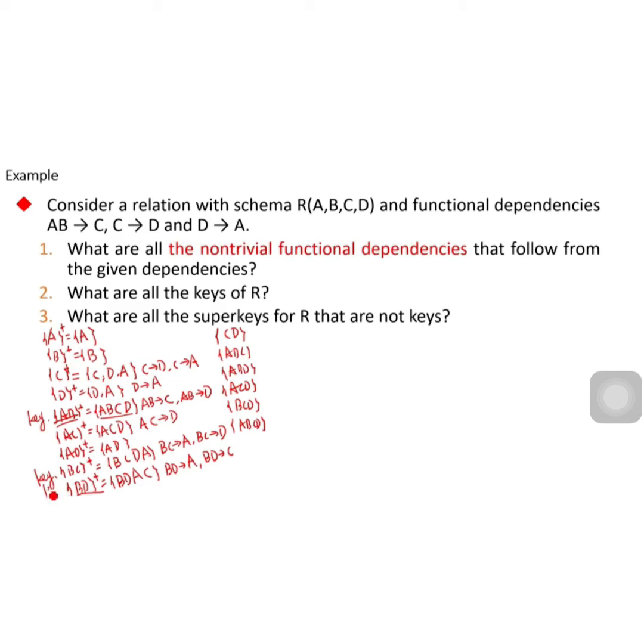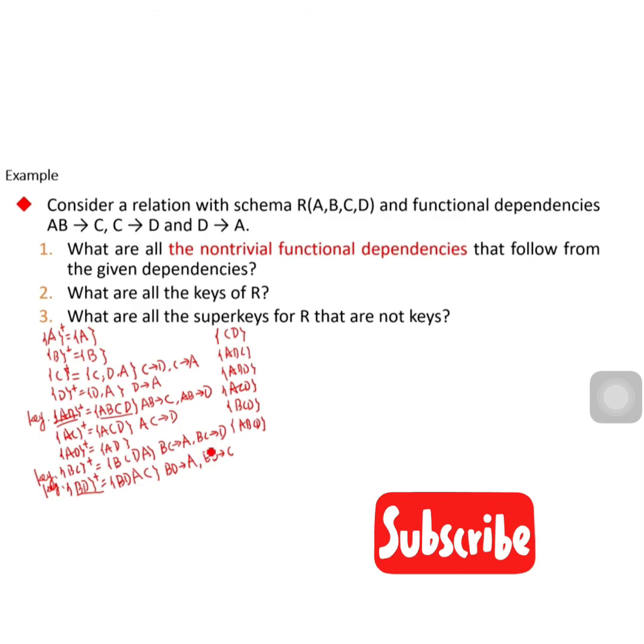And BC is also a key. Now we already find 3 keys: AB, BC, BD. Go on.